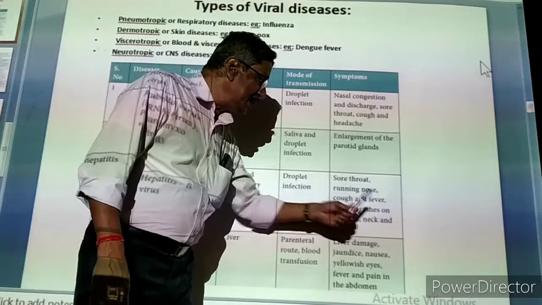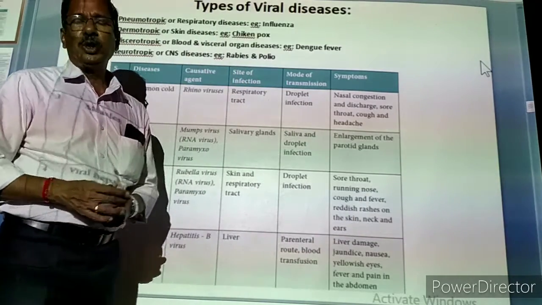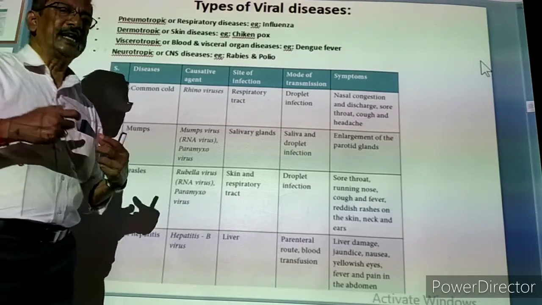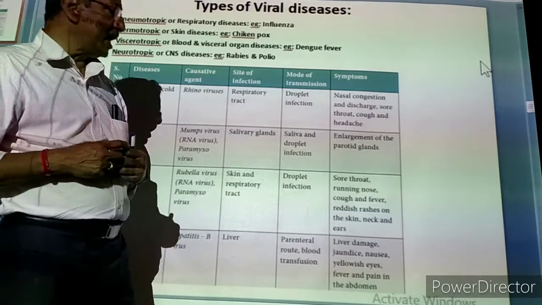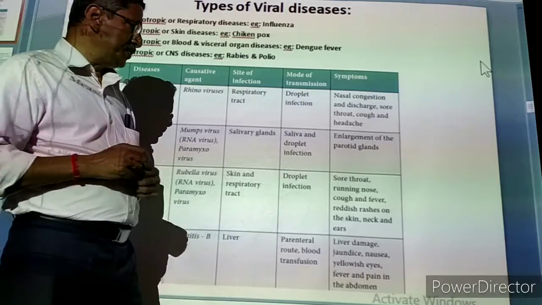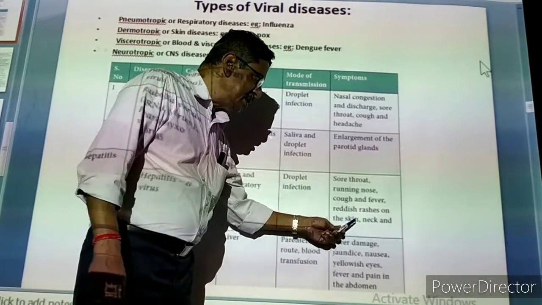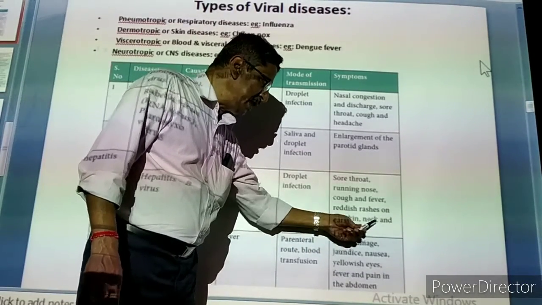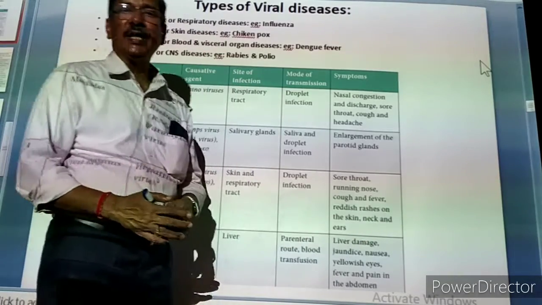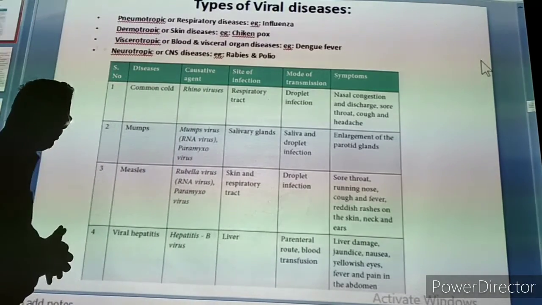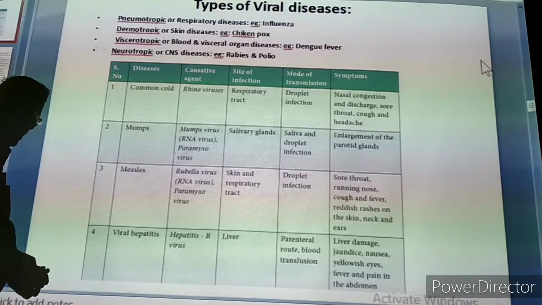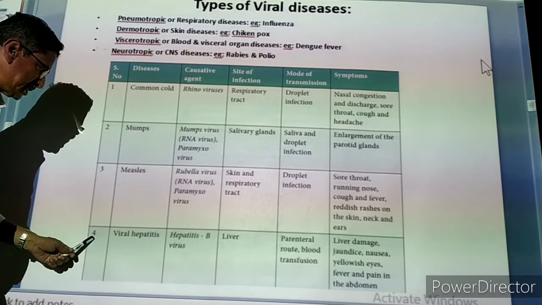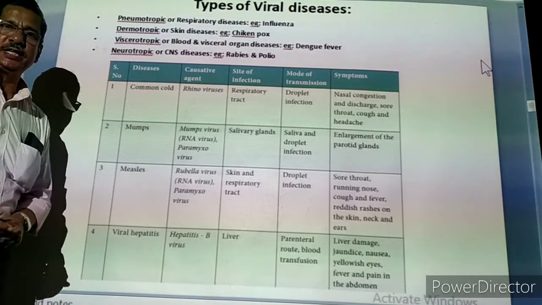Fever. Reddish rashes on the skin. All over the skin, we can find red colored rashes. Allergic rashes will appear. Some blisters will also form over the skin at the neck region, near the neck and also near the ear region. Plenty of rashes will appear. That is called measles.